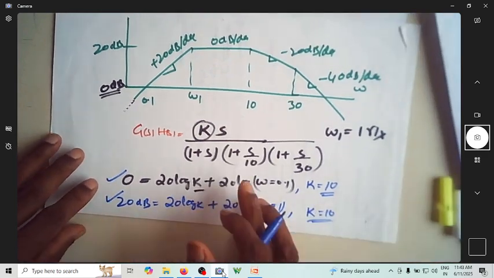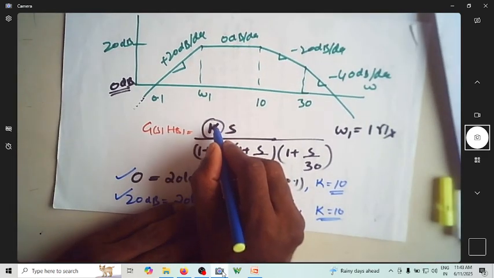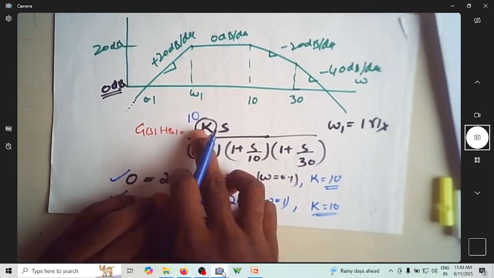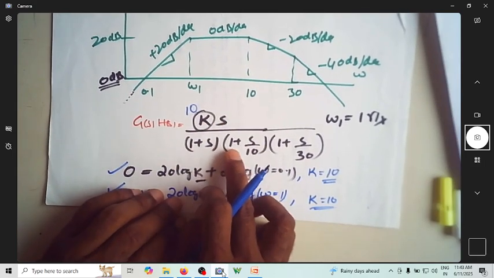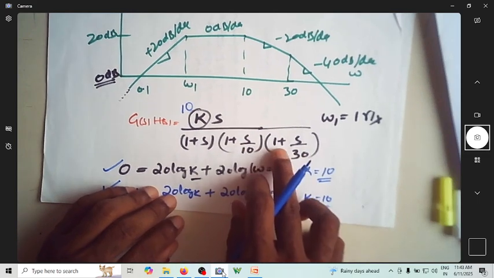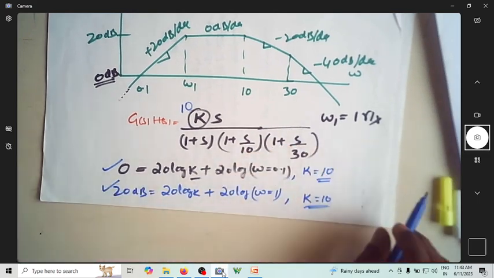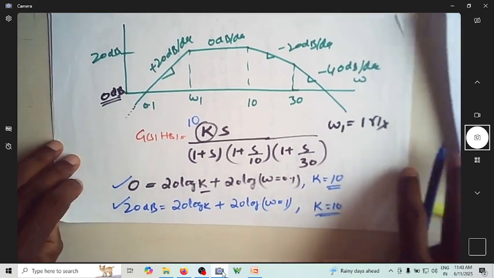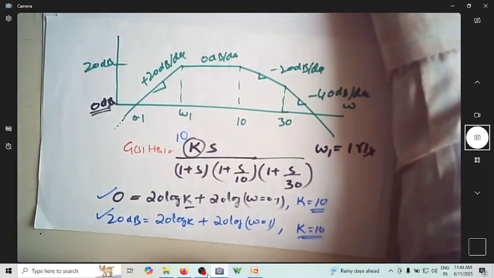So what is the transfer function? Now k is 10. It is 10s divided by (1 plus s) into (1 plus s by 10) into (1 plus s by 30). This is the transfer function for the last question.